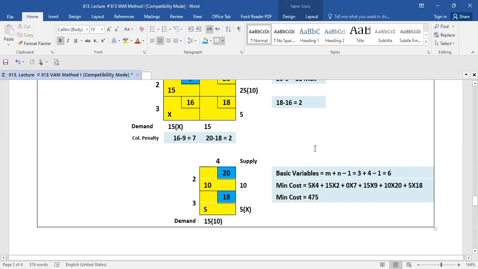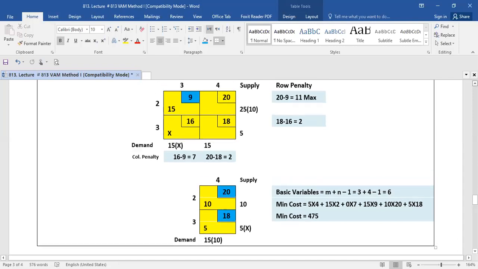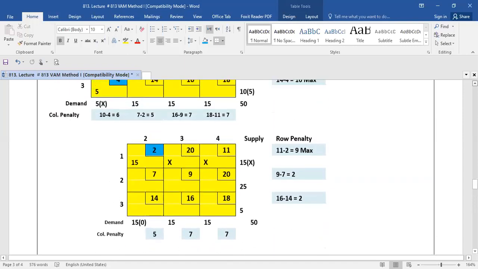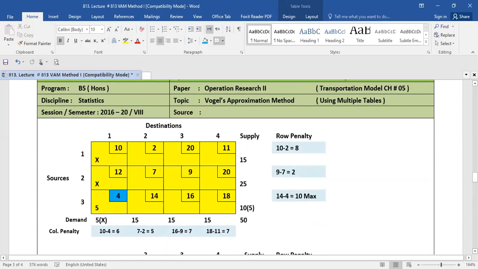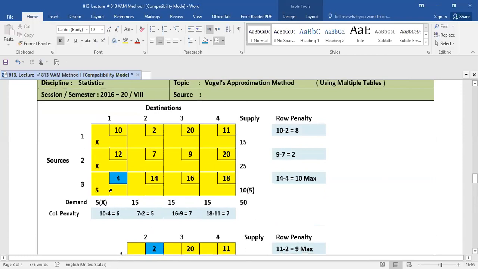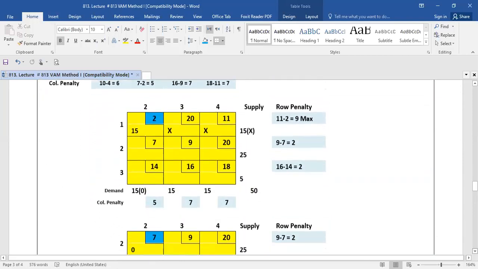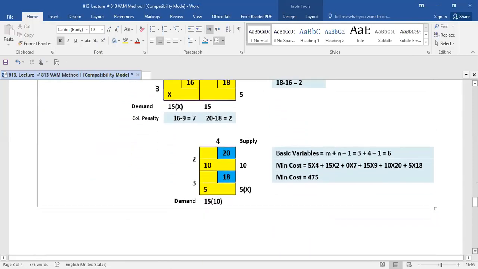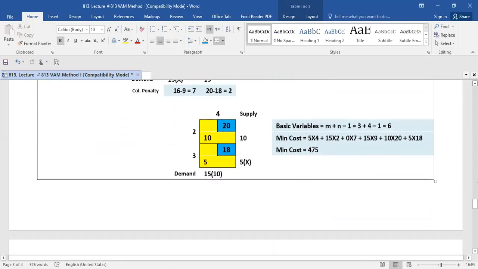How many basic variables were there? m plus n minus 1, 3 plus 4 minus 1. As there are 3 rows and 4 columns, there are 6 basic variables and 6 allocations. If you move to the first table, here is the cell where we have allocated, and this is the first allocation, second, third, 4, 5 and 6. I have made the 6 allocations correctly.